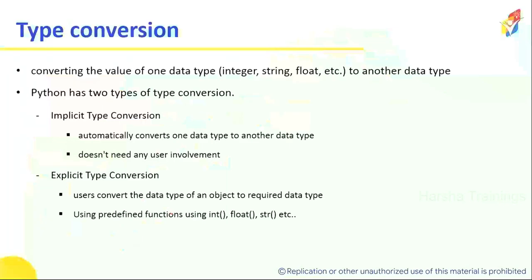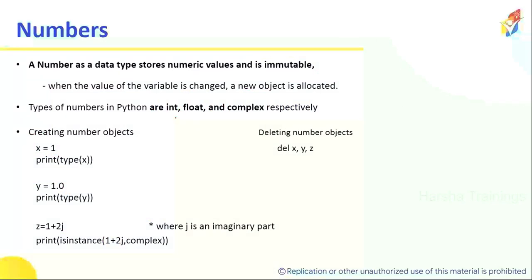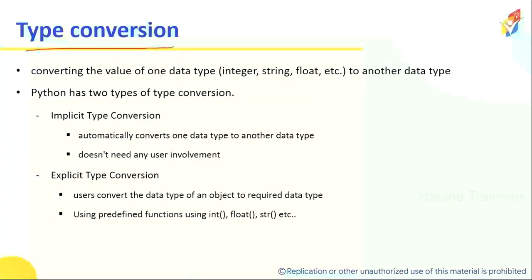Then, next is how can I convert data from integer to float? Now, let me clear the screen. I can convert integer to float, and I can convert float to integer. This is called conversion. Python supports two different kinds of conversion. First is implicit conversion, where conversions are done automatically. Python automatically converts one data type to another, and doesn't need explicit user intervention. Explicit conversion means the user converts the data into an object by using built-in functions called the int function, float function, and str function.